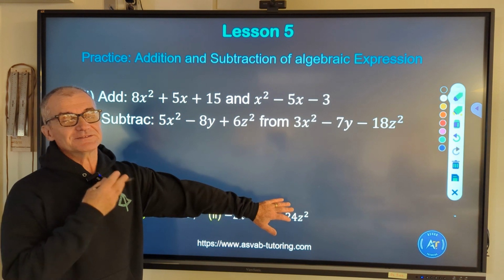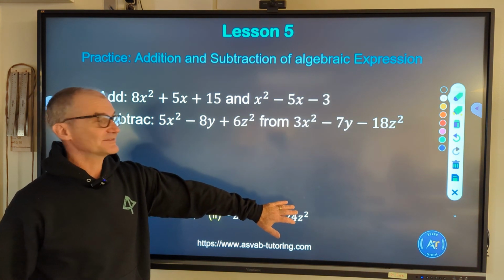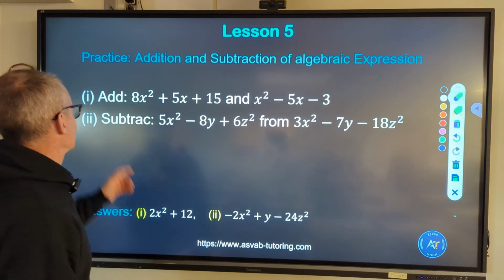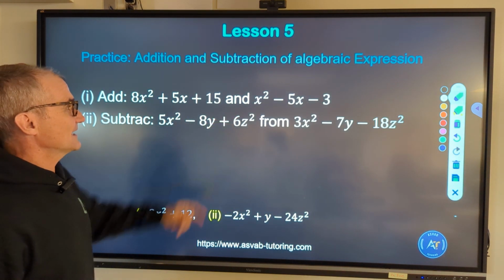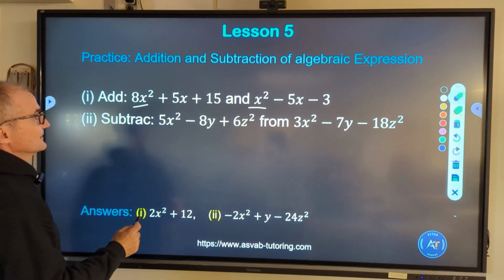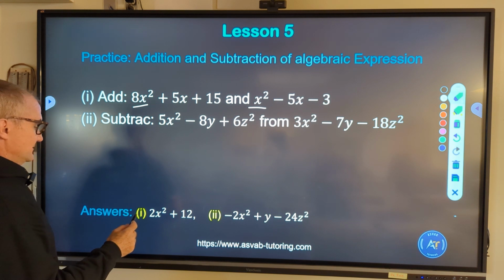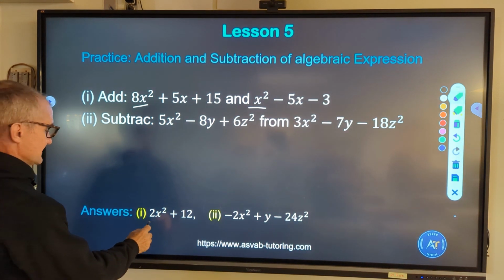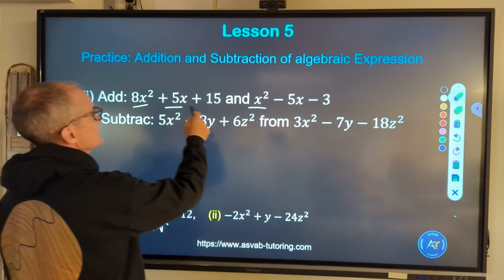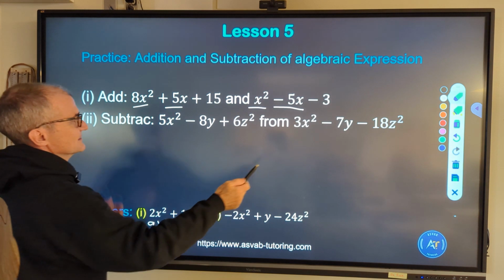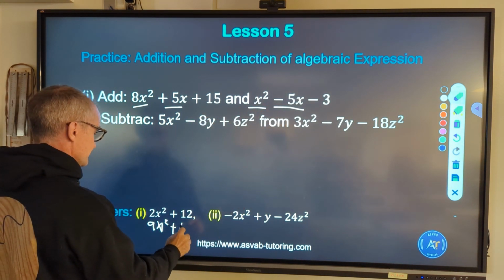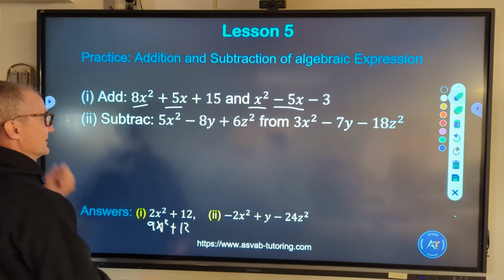All right, pause the video and do these two practice problems. I got the answers covered up here. And then when you're done doing them, unpause the video, we'll roll through them. Okay, number 1, add this and this together. Well, I got an 8x squared and a 1x squared. Oh, that's wrong right there. That's 9x squared. No point in having the answers if they're not right. 9x squared, 5x and negative 5x, those are going to cancel, get me 0. 15 and negative 3 is 12. So I have 9x squared plus 12.